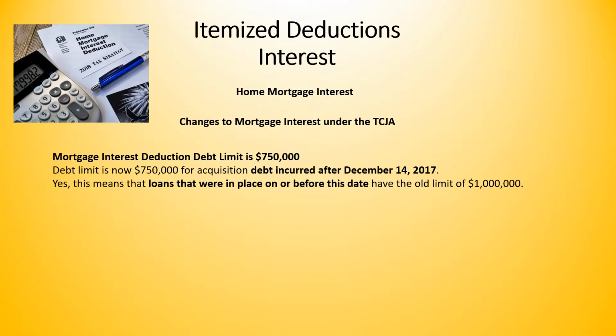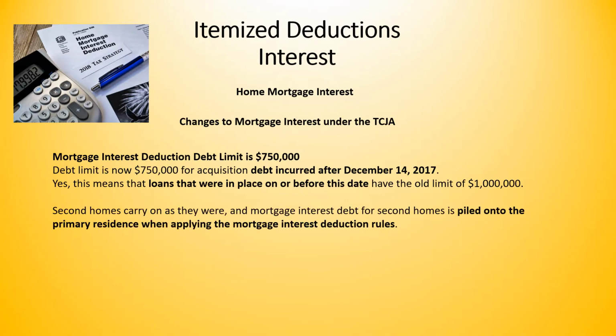Debt limit is now $750,000 for acquisition debt incurred after December 14th, 2017. Yes, this means that loans that were in place on or before this date have the old limit of $1 million. Second homes carry on as they were, and mortgage interest debt for second homes is piled onto the primary residence when applying the mortgage interest deduction limits.